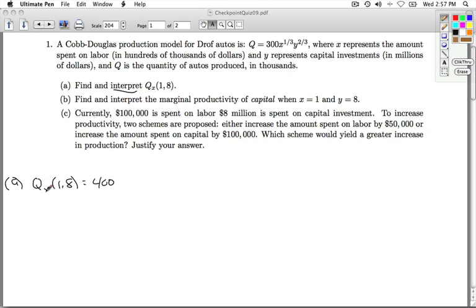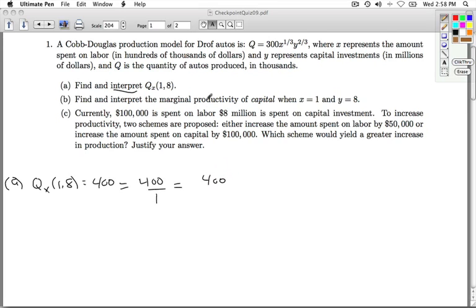Well, like any derivative, this is a rate of change. X equals 1 corresponds to $100,000 spent on labor. Y equals 8 corresponds to $8 million in capital investment. Q represents the quantity of autos produced in thousands. So Q_x is a rate of change of Q with respect to x. So I can think of this as 400. So as a rate, it's 400 over 1.